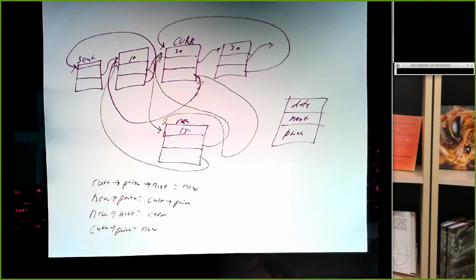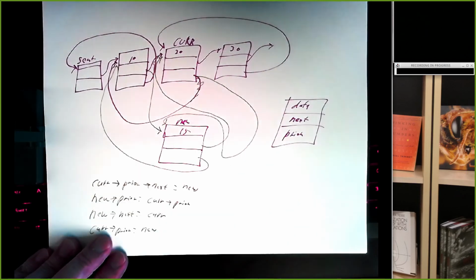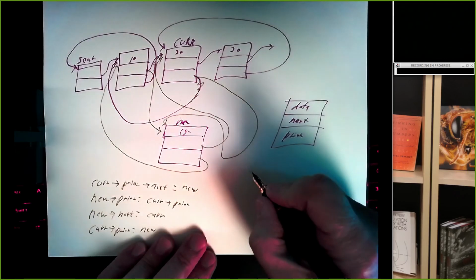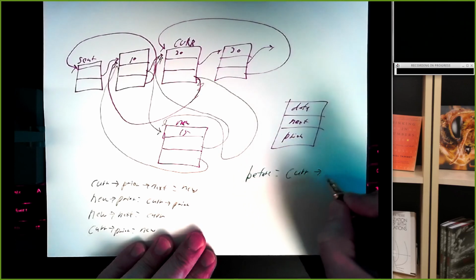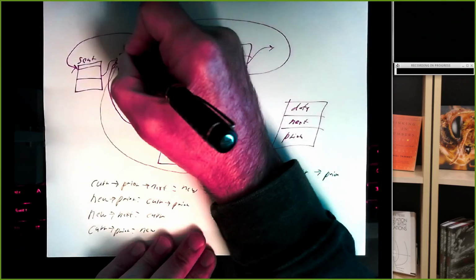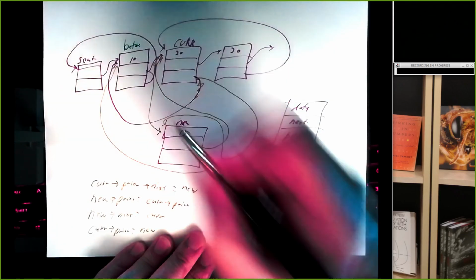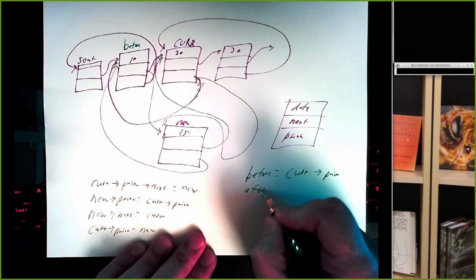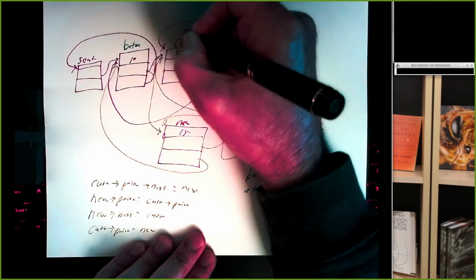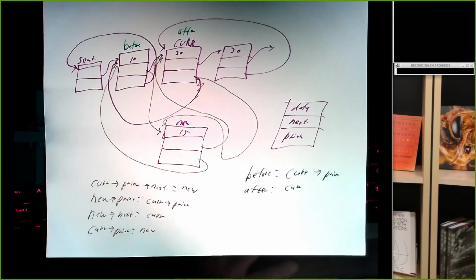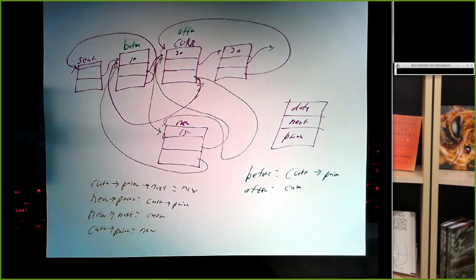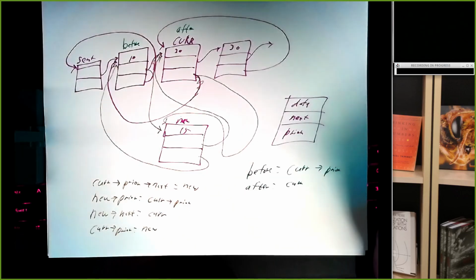Let me suggest a way to totally avoid that. Use temporary variables. So I've got a new variable right here called new. I'm going to make a variable before equals current arrow prior. So this block's going to be called before. And maybe I'll rename this after equals current, so I'll name this after. And here's new. Now I can write my statements in any order I want, because I'm not going to change what before and after are.